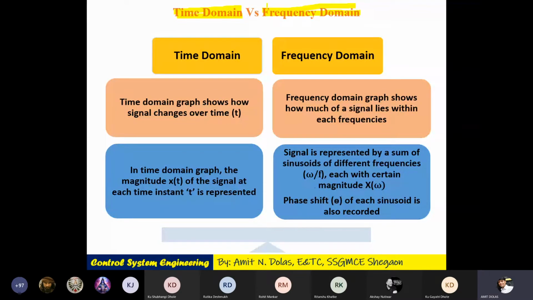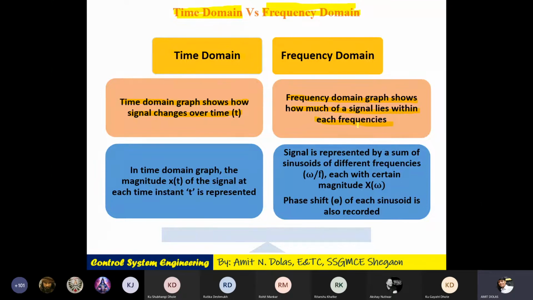Say few students always opt for. So we'll go into detail on the difference between the time domain and the frequency domain. The time domain graph shows how a signal changes over time, for example, a sinusoidal signal. The frequency domain graph shows how much of a signal lies within each frequency.